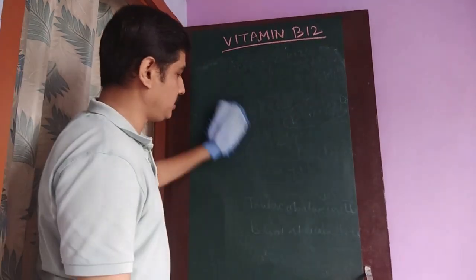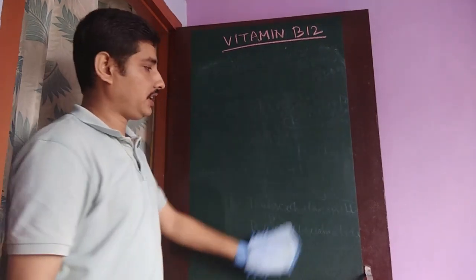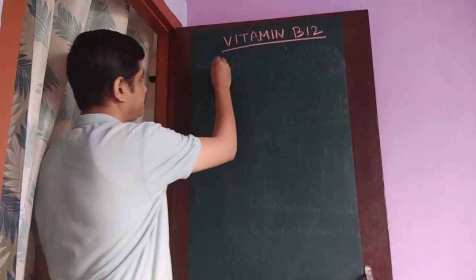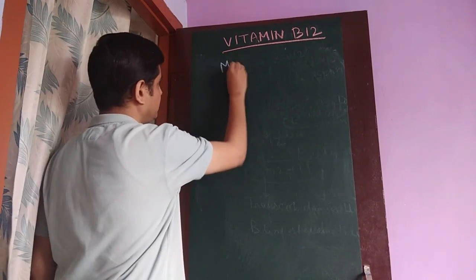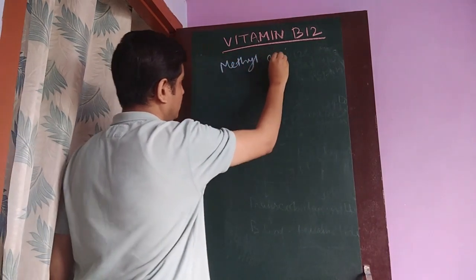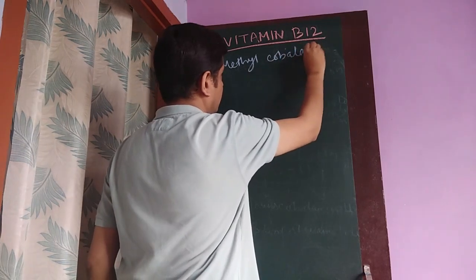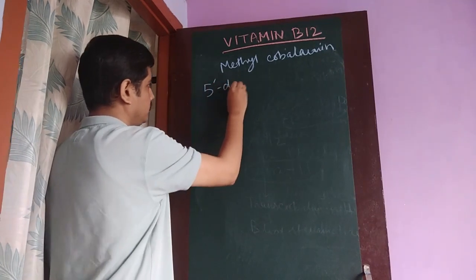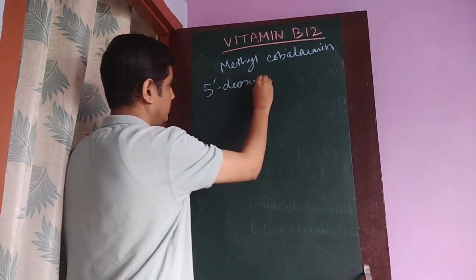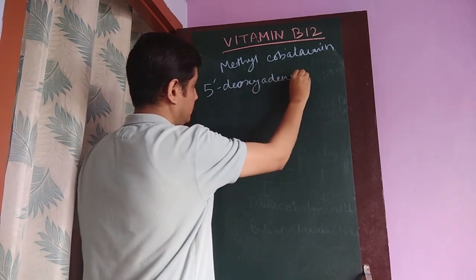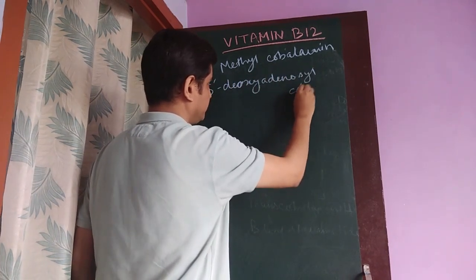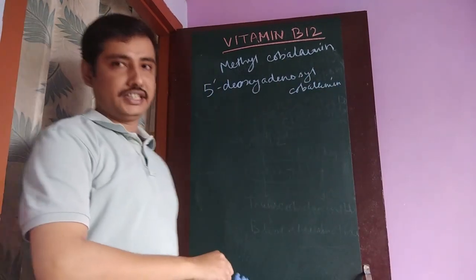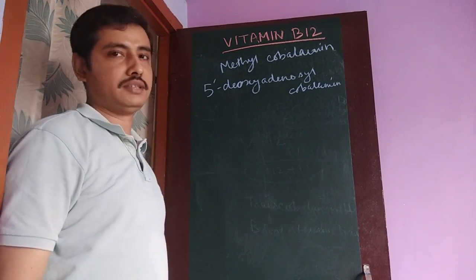Now coming to the function of vitamin B12, we have two active forms of vitamin B12 in our body. One is in the form of methylcobalamin, and another in the form of 5'-deoxyadenosylcobalamin. Both of these act as coenzymes, and they help other enzymes to carry out some reactions.